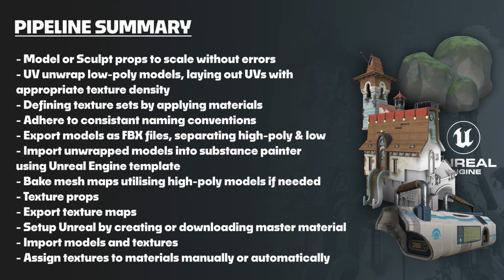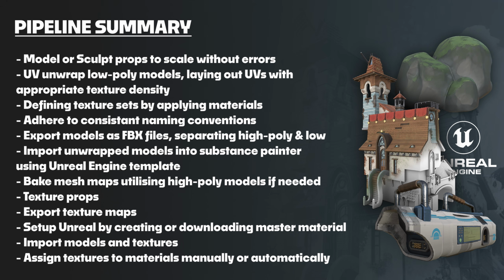To finish off the video, let's have a general look at the whole pipeline. We modeled or sculpted props to scale and checked for any modeling errors. UV unwrapped the low poly models, laying out the UVs with appropriate texel density for their use in the project or game. Defined texture sets by applying materials to those texture sets. Adhered to consistent naming conventions across materials and models. Exported models as FBX files, separating high poly and low poly models. Imported unwrapped models into Substance Painter using the Unreal Engine template. Baked our mesh maps utilizing high poly models if we had them and if needed for the object.